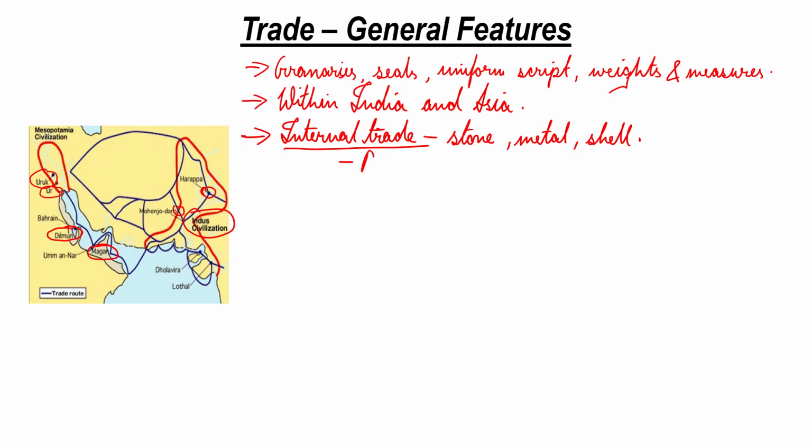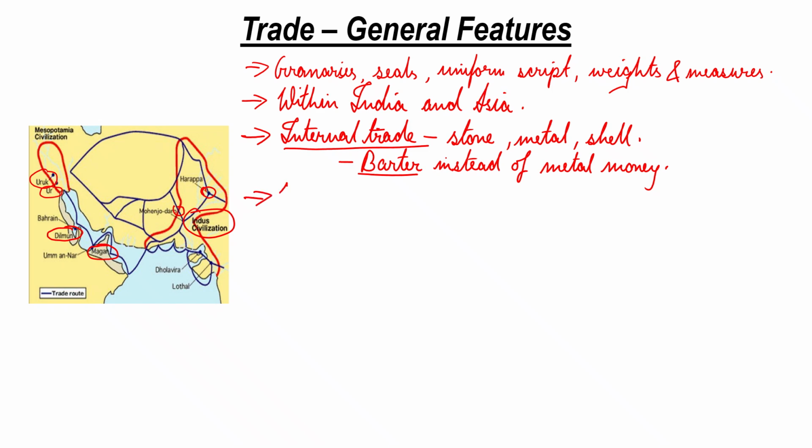They had barter instead of metal money. So barter system was prevalent, means things instead of things, no money. Then what were the trade centers?